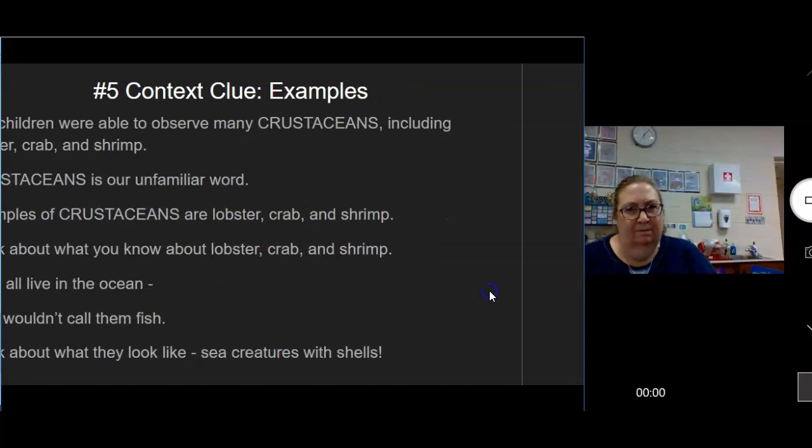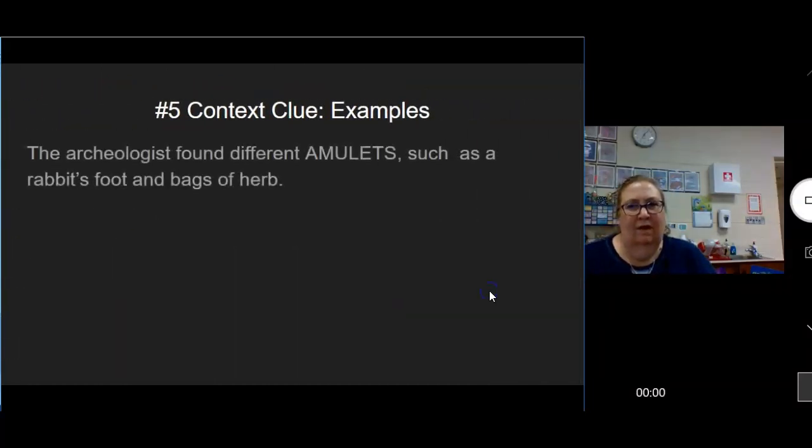Let's look at another one. The archaeologists found different amulets, such as a rabbit's foot and bags of herbs. Okay, amulets. Well, I know there's a great book called Amulet, so I could take what I know from there, but let's look at just the examples. What do we use a rabbit's foot for? I've heard people say it's your lucky rabbit's foot, right?